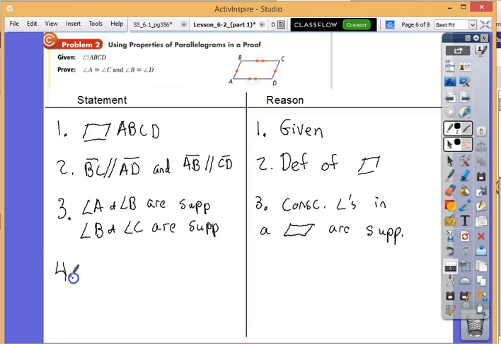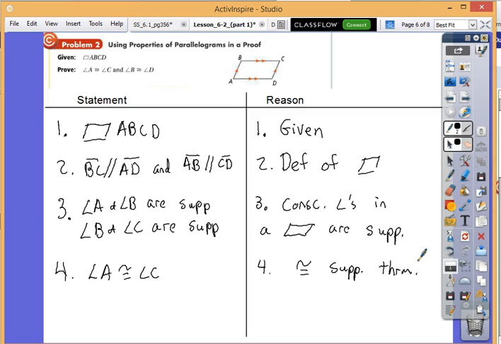And then once I prove that both A and C are supplementary to B, I can now say that angle A is congruent to angle C because of the congruent supplements theorem. And if you remember, the congruent supplements theorem said if two angles are supplementary to the same or congruent angles, they're congruent to each other.